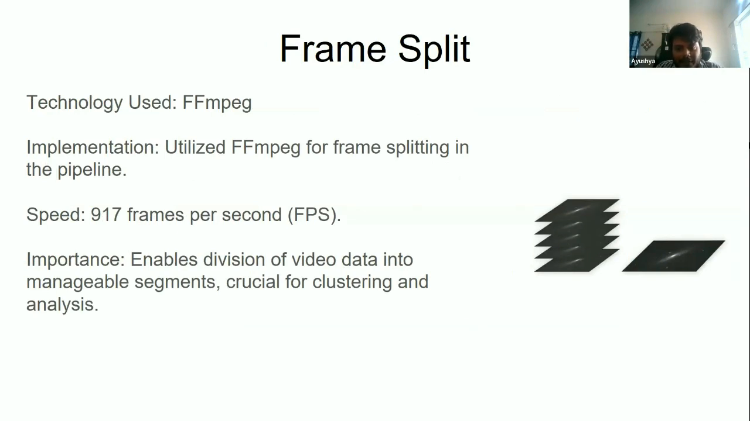So, frame split, as I mentioned previously. Videos are sequential RGB images, which need to be converted into individual images to be processed further. We utilized FFmpeg for splitting the frames in the pipeline. We measured the speed of FFmpeg, which was close to 917 frames per second, and this enables the division of video data into manageable segments, crucial for clustering and analysis, which are important steps in the pipeline. As you can see, this is a simple video which is converted into frames.